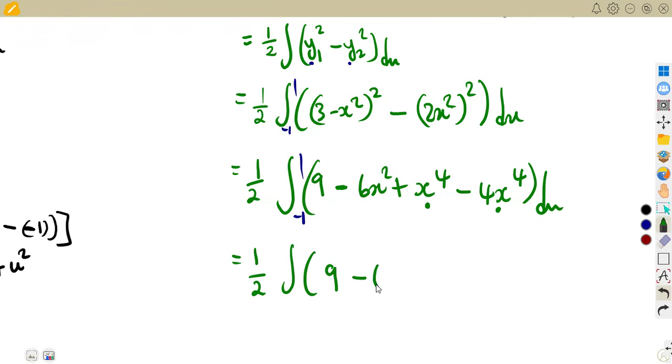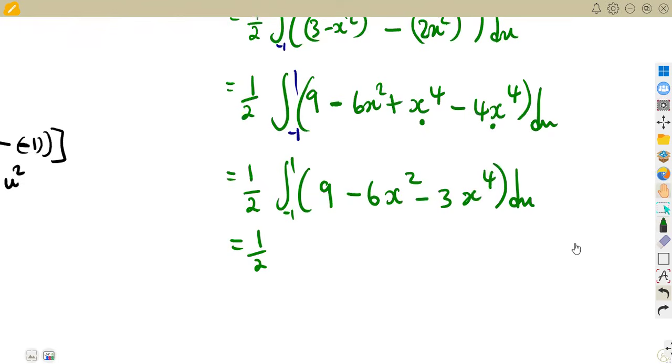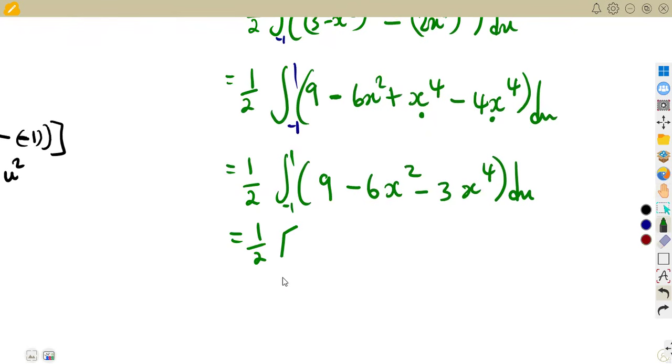So we've got minus 6x to the exponent of 2, x to the exponent of 4, minus 4x to the exponent of 4. That's 1 minus 4, which is minus 3, x to the exponent of 4 with respect to x. Now we can perform our integration in this case. All right, so let us integrate everything with respect to x. So 9 with respect to x is going to give us 9x, all right?